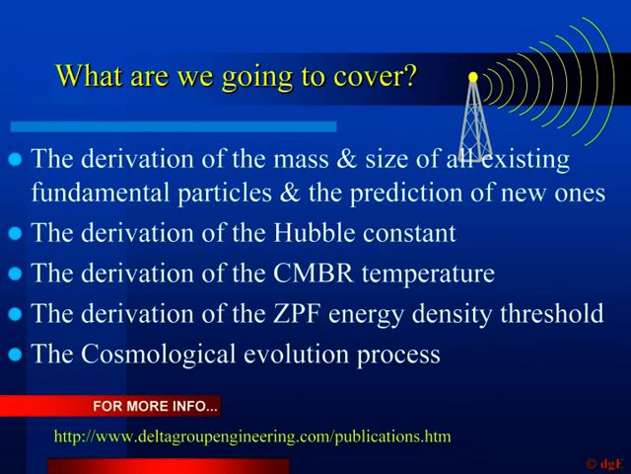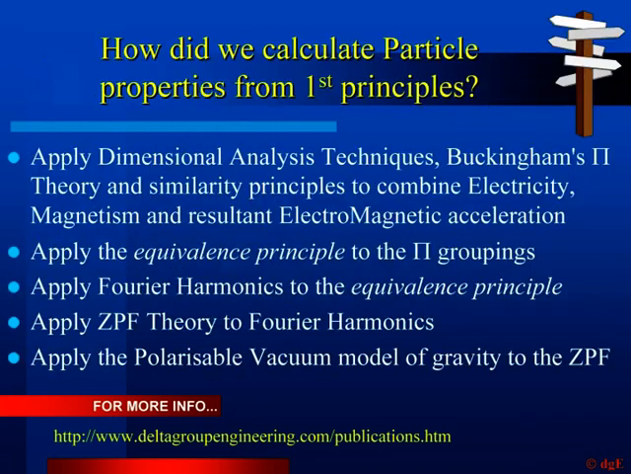3. The derivation of the cosmic microwave background radiation temperature. 4. The derivation of the zero-point field energy density threshold, and 5. The cosmological evolution process. How did we calculate it from first principles? This can be achieved by 5 easy steps.